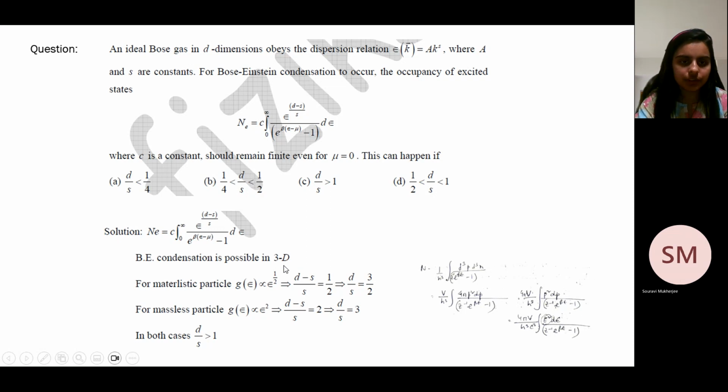And if you now check for 3D, you would see that for materialistic particles, that is massive particles, or for massless particles, for both the cases, the d by s value is greater than 1. That comes from the fact that the expression for any should be defined under all conditions. So if you look at the expression for any, that would tell you what should be the value of S, or the power of momentum in the expression for energy, and what should be the dimension, how they should be related for the Bose-Einstein condensation to happen.